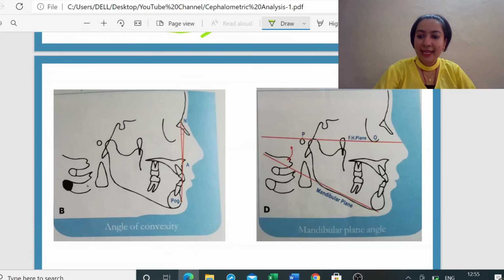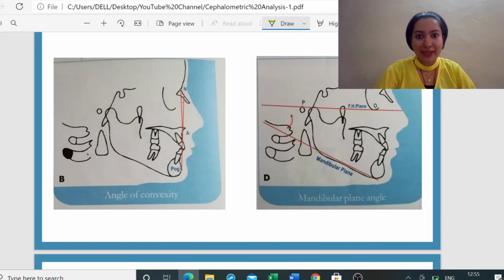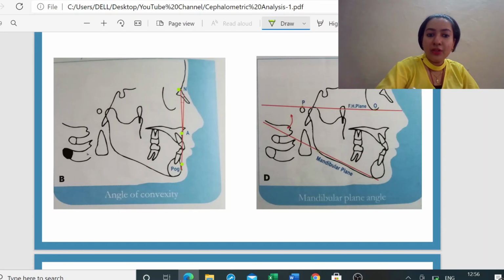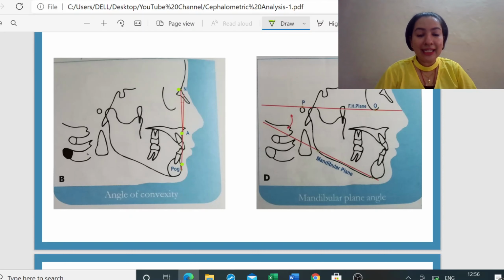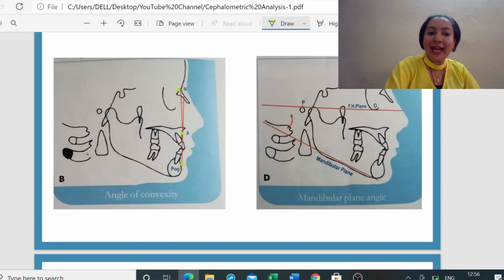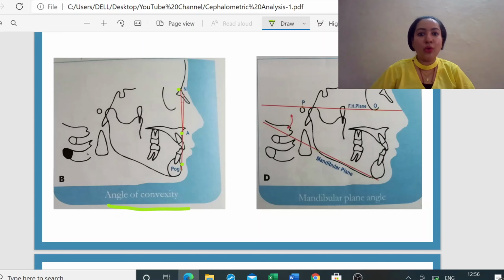Okay, the next landmark which he gave is known as the angle of convexity. How do you get it? By joining N, A and pogonion. When you measure N-A-pogonion, you get the angle of convexity. If my angle of convexity is increasing, it is indicative of a convex profile. And if my angle of convexity reduces, it is indicative of a concave profile. Convex profile is seen in class 2 cases because my mandible is retrognathic, whereas concave profile is seen in class 3 patients. Why? Because my mandible is prognathic. So you should know how, with the change in class 2 and class 3, my convexity changes.